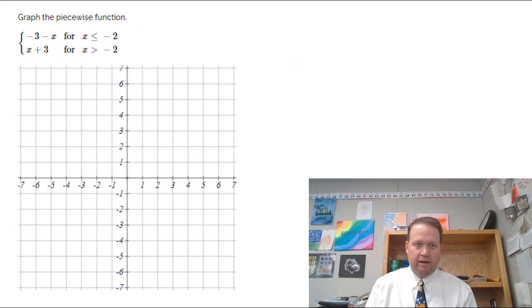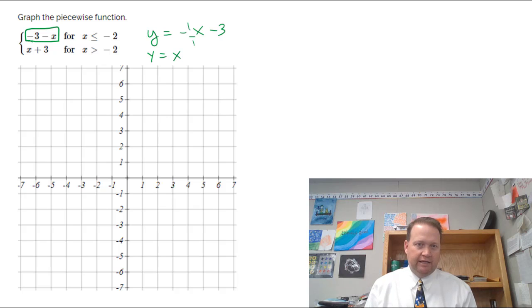Now let's take a look at another problem. We're going to graph this one. First of all, I'm not a huge fan of how that particular function right there looks. I might rewrite it and say negative x minus 3. And that means negative 1/1 x and minus 3. And this one is y equals x plus 3.